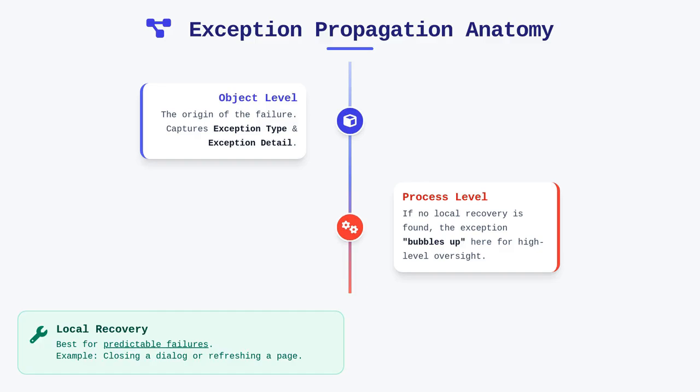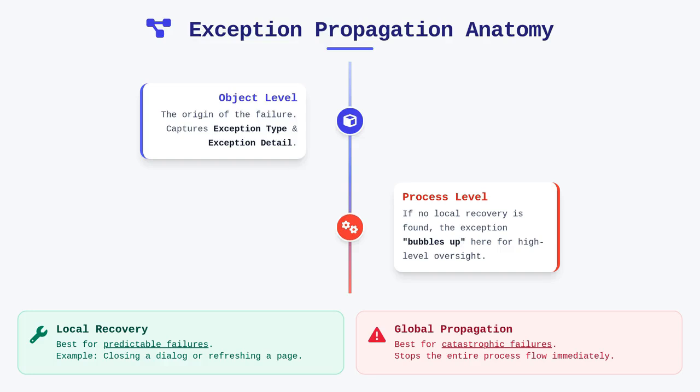Local recovery is often preferred when an action is expected to fail occasionally and requires a specific remediation step, such as closing a specific dialog box or clicking a refresh button. Allowing an exception to bubble up is more appropriate for catastrophic failures that should stop the entire process flow immediately.